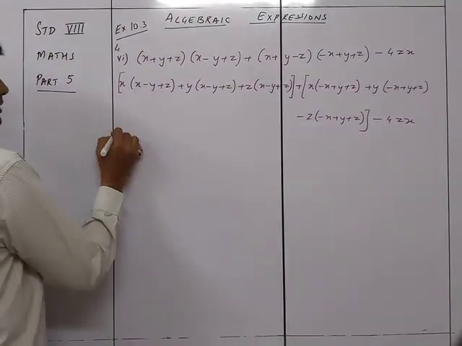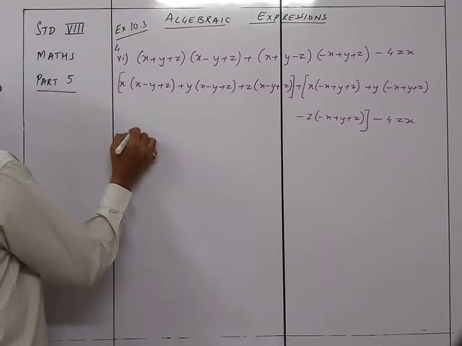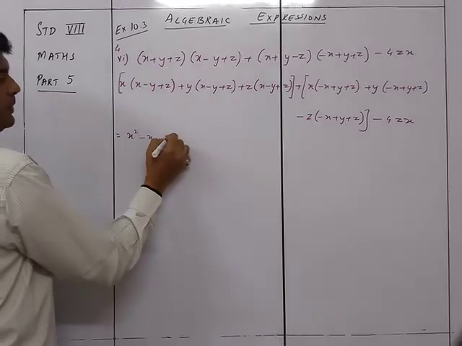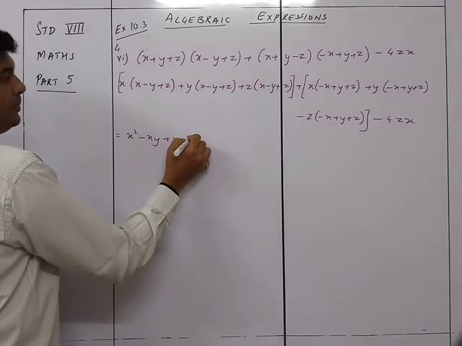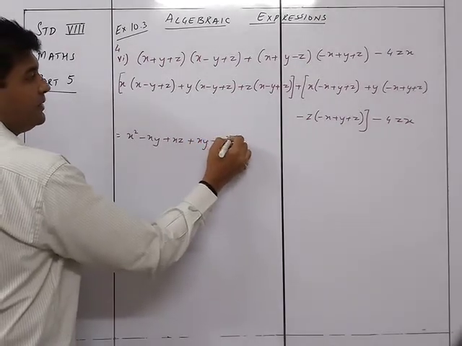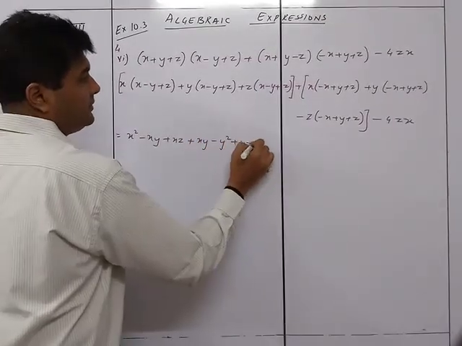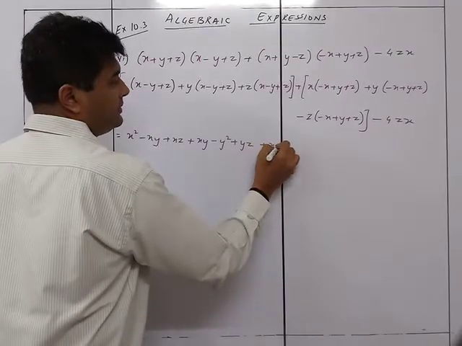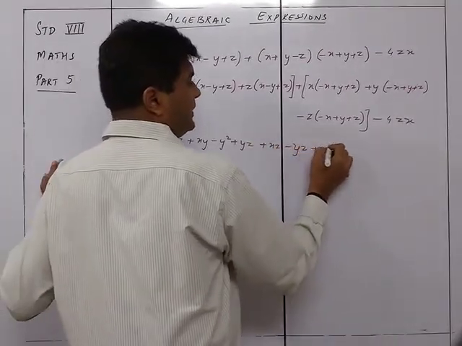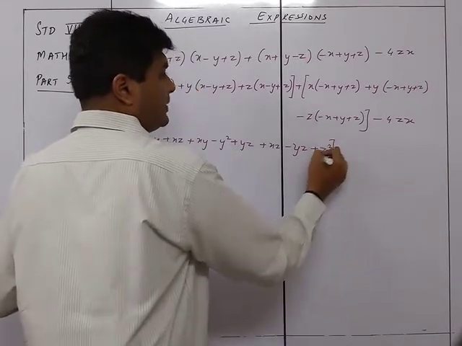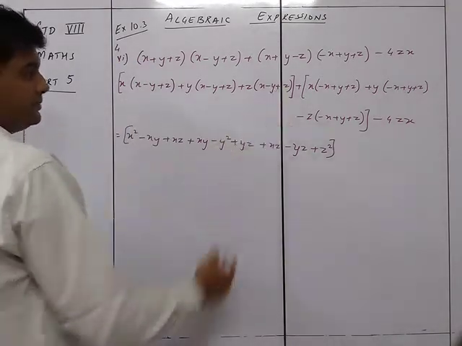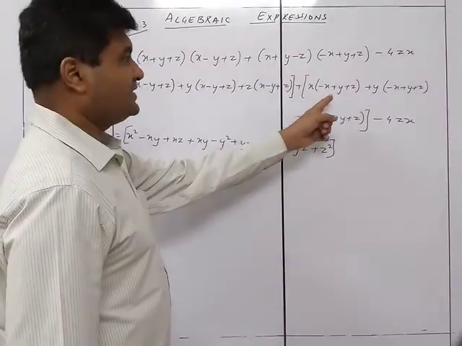Opening multiplication now. x into x, x square, x into y minus xy, x into z plus xz, plus y into x is xy minus y square plus yz plus xz minus yz plus z square. That is one particular part. This thing, I write in the next line.